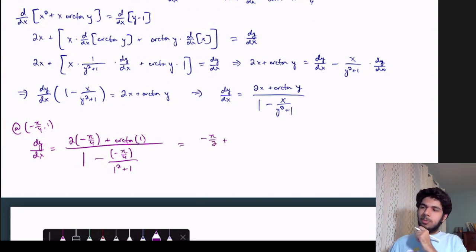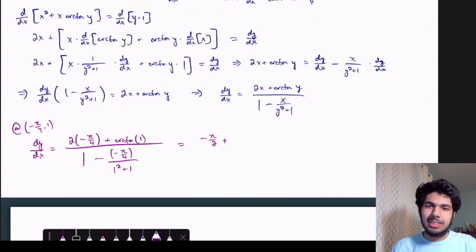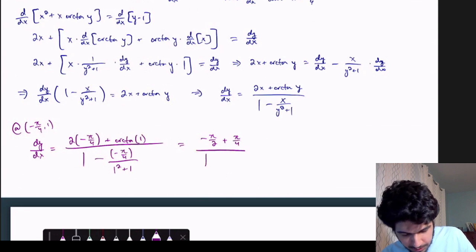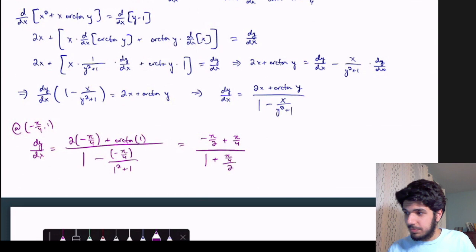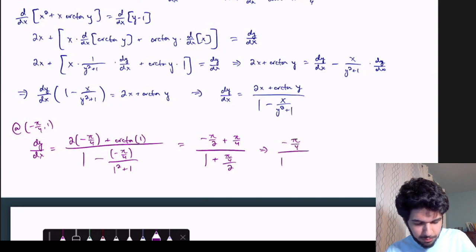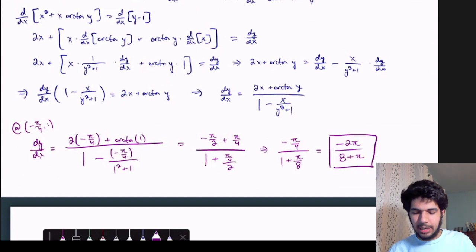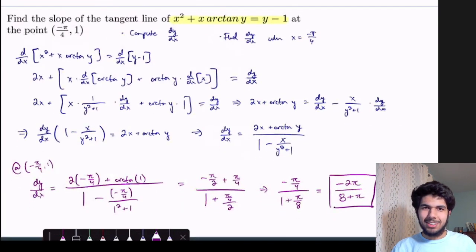We have to think, what's arctan of 1? Whatever arctangent of 1 is, let's call that x, then that means tangent of x should equal 1. So that occurs at pi over 4. We divide that by 1 plus pi over 4 divided by 2. So if we simplify this a little bit, we get negative pi over 4 divided by 1 plus pi over 8, which is equal to, simplifying a little bit more, negative 2 pi divided by 8 plus pi, just multiplying the numerator and denominator by 8. And that's our answer. So a little bit of a harder problem here, but still good nonetheless.